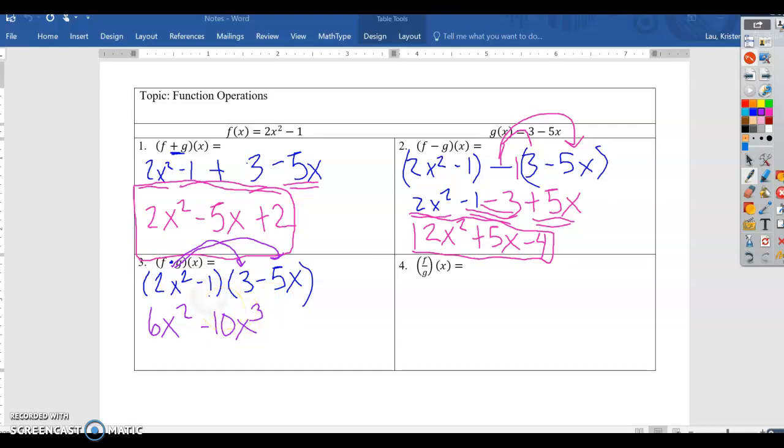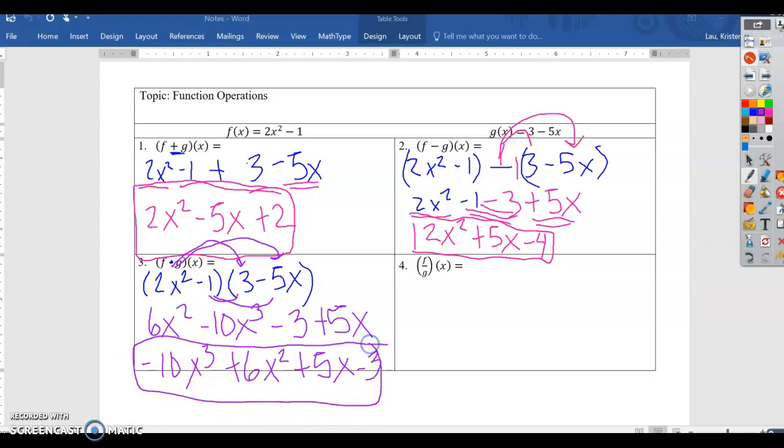So now I'm going to do the next one. Negative 1 times 3, negative 3, negative 1 times negative 5x, positive 5x. Okay, can I combine anything else? Nope, but most of the time they like to write polynomials in order from greatest exponent to least exponent. So the greatest exponent is x to the third, so that's negative 10 x to the third, and then 6x squared comes next, and then 5x, and then minus 3. So this is the better answer. If you leave your answer just like that, that's okay too.